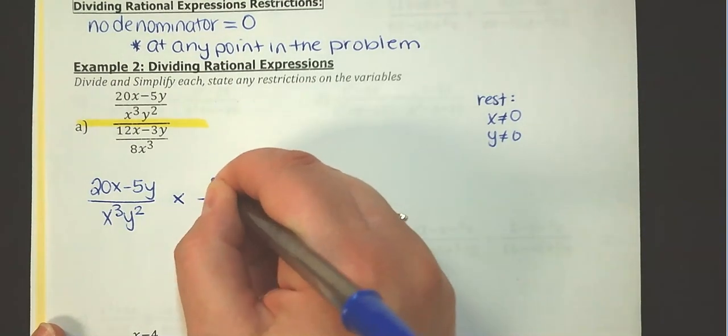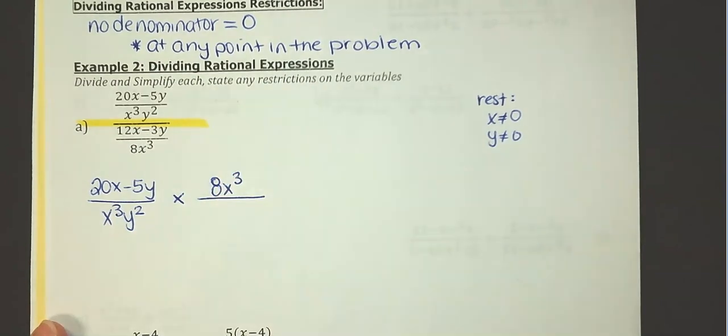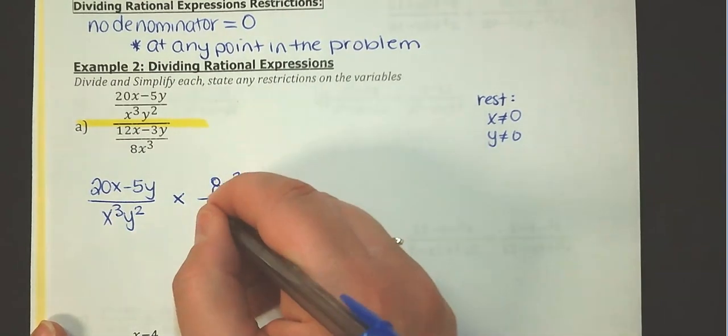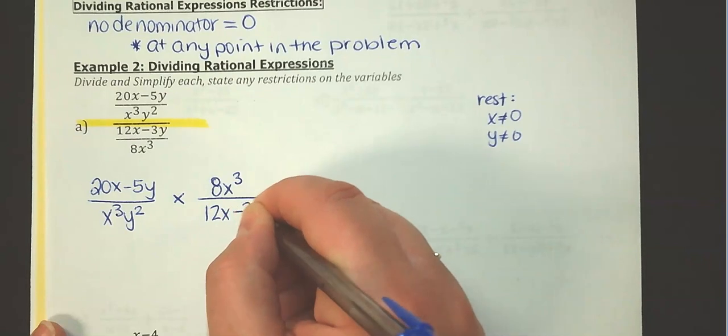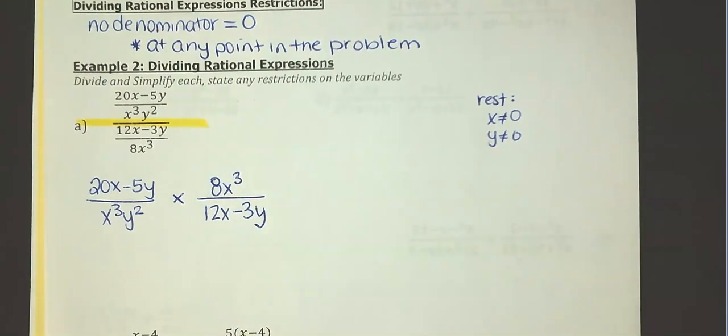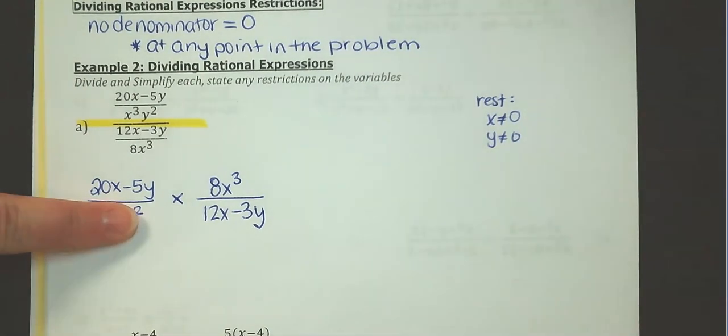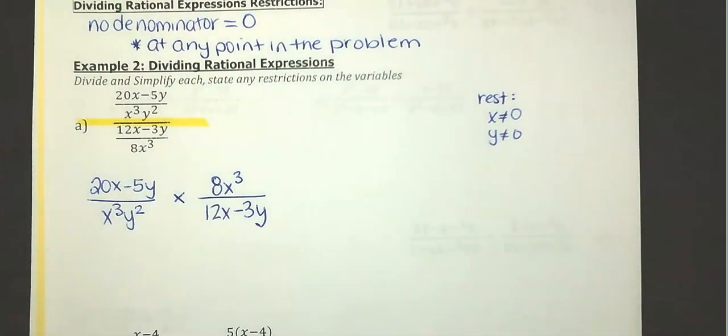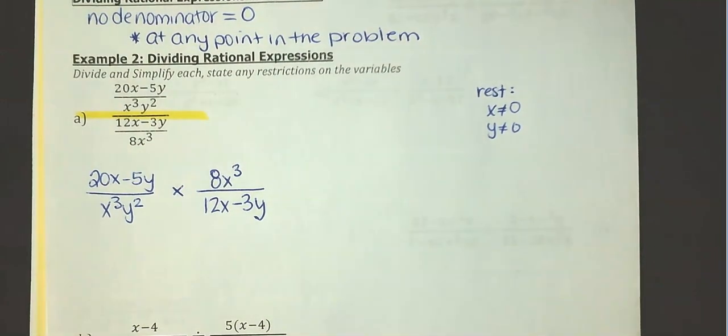So what will happen there, the 8x to the third is going to go on the top, and the 12x minus 3y is going to go on the bottom. Okay, before I actually try to multiply this, I just want to do a quick thing. You really can't factor anything on the bottom of this first fraction or the top of the second fraction because it's just a single term, so nothing to factor.